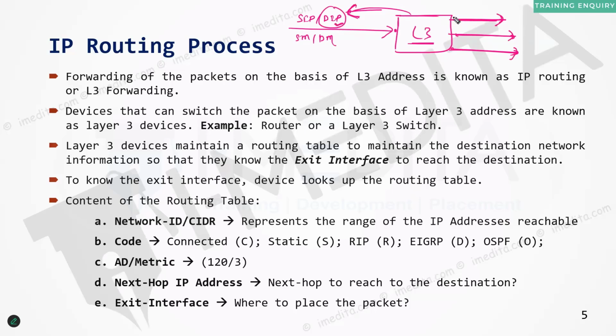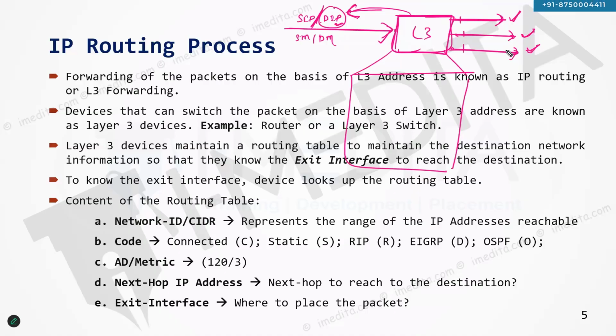These layer 3 devices must know out of all these three, for example, interfaces, which interface will take me to that particular destination. If I send the packet out of this interface, will I reach that destination? Or if I send the packet out of that interface, then I will reach that particular destination. When the packet arrives, the packet will have the destination IP, but this layer 3 device has to refer to some sort of table in order to find out, if I have to go to that destination, out of which interface the packet needs to be forwarded.